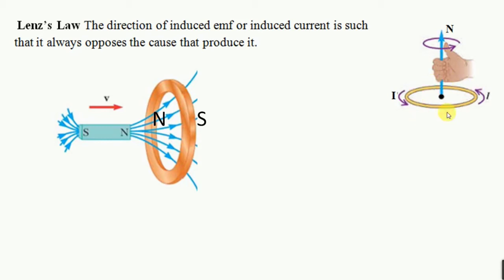If you curl your hand in the direction of current, then your thumb will show the direction of the north pole. So now I have to use this rule here. I'll point the north pole with the thumb, and then I'll see the curling of the four fingers. Here you can see this is the upper part of the loop and this is the back side of the loop. From the upper part of the loop, the curling of the hand is going upward. So that means current will flow in the upward direction from the upper part. I'll just give the arrow like this. So the current is flowing in this direction.